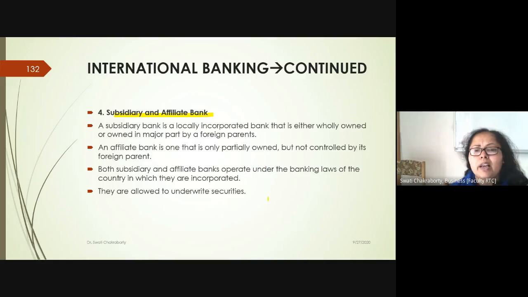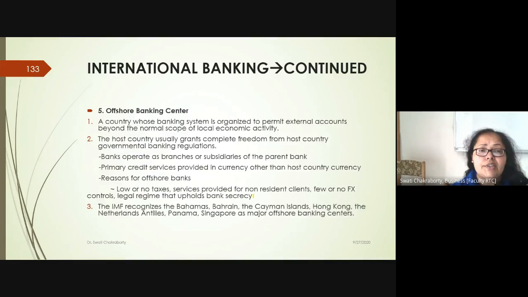We also have subsidiary and affiliate banks. A subsidiary bank is a locally incorporated bank that is either wholly owned or owned in major part by foreign parents. An affiliate bank is a bank which is partially owned but not controlled by its foreign parent, right? Both the subsidiary and the affiliated banks operate under the banking laws of the country where they are incorporated, and they are allowed to underwrite securities.